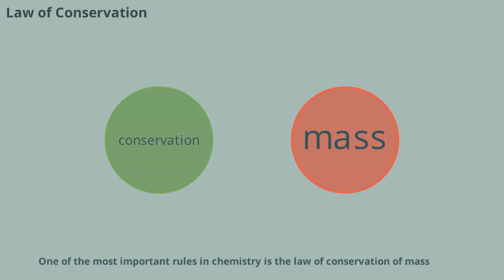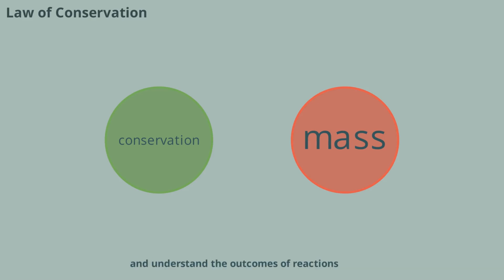One of the most important rules in chemistry is the law of conservation of mass. It states that matter cannot be created or destroyed in a chemical reaction. This means the total mass of reactants equals the mass of products. This law helps chemists balance equations and understand the outcomes of reactions.